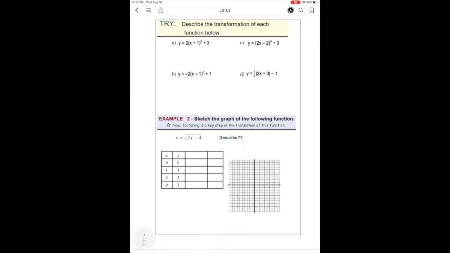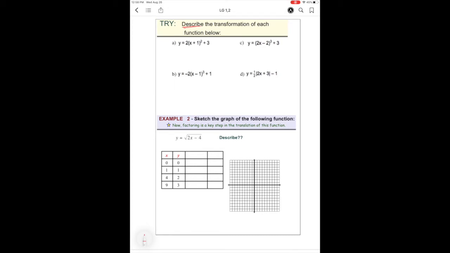Okay, these ones I want you to try and describe now. So describing is using your words. Remember, you've got to use the words vertical, horizontal, shift right, shift left, and if it's reciprocating, or if it's going to be a reflection.